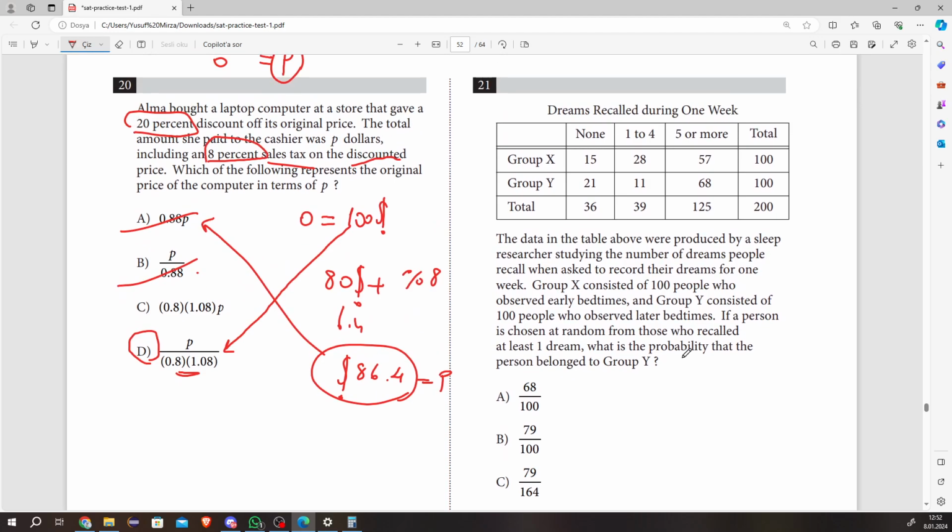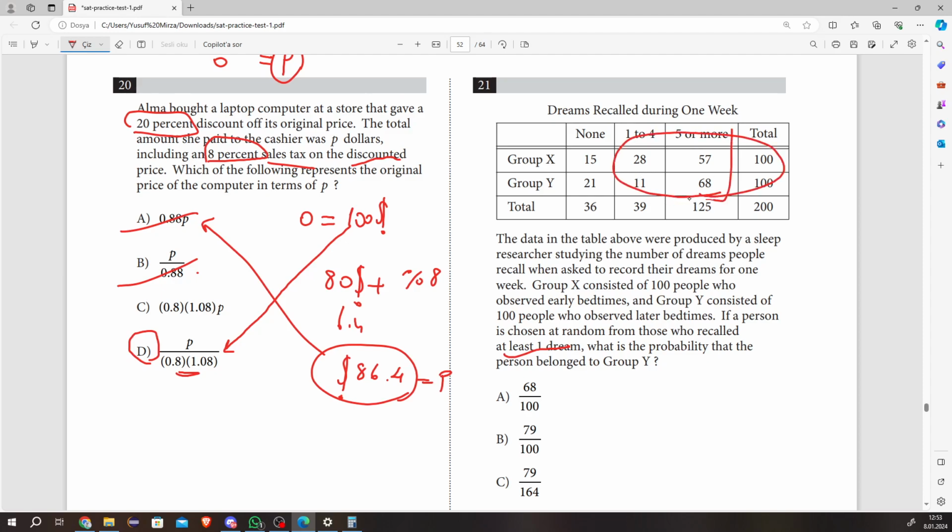Dreams recalled during 1 week. What is dreams? The table shows the data recalled and the dreams for 1 week. Why are you recording dreams? If a person is chosen at random from those who recalled at least one dream, what's the probability of at least one dream?